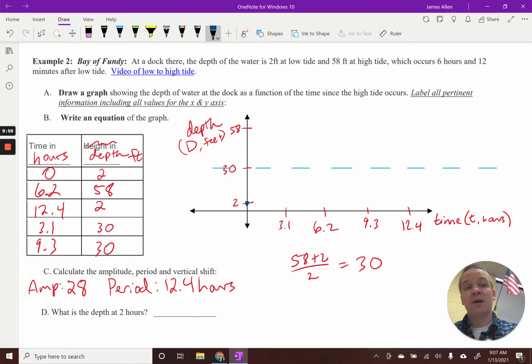Then 6 hours and 12 minutes later, or 6.2 hours later, it was at high tide, which was this point way up here. But as we know, halfway through should be right there. And then down here at 9.3, and then back down to 2. So we're going to get our nice cosine graph. Let's see if I can handle this live.